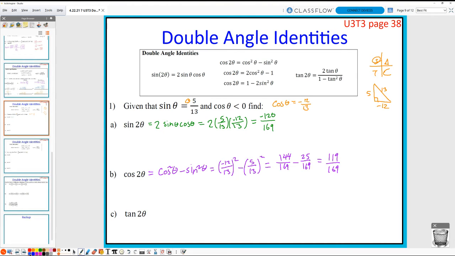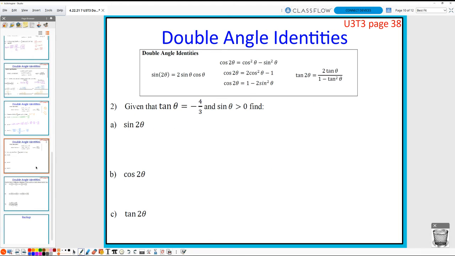So with the last one, tangent of 2 theta. Again, if you want to use the formula, you can. I'm inclined to just say, well, sine of 2 theta over cosine 2 theta is also tan of 2 theta, which I really think makes life a lot easier here. If I substitute it in like so, my denominators are going to cancel, and I'm just left with negative 120 over 119. I think that's easier. Okay, let's do one more example here.